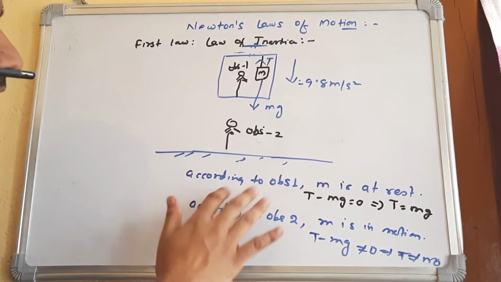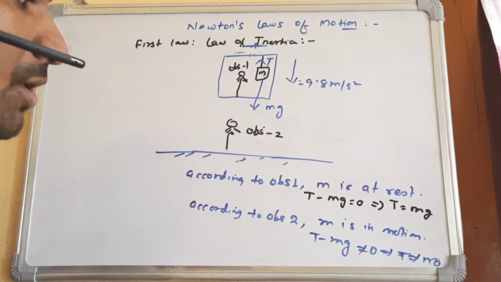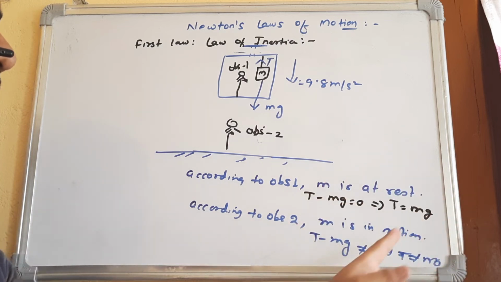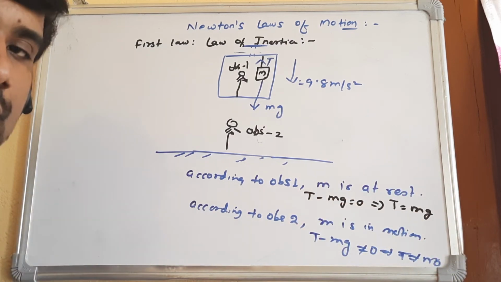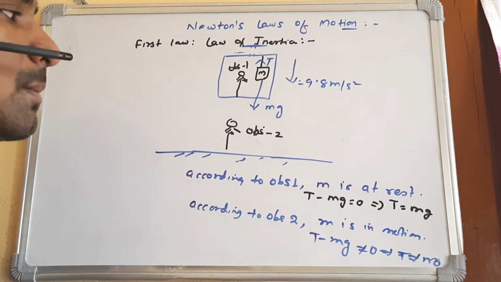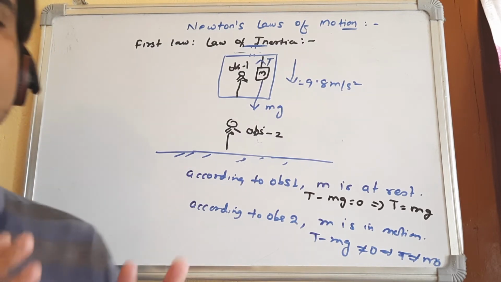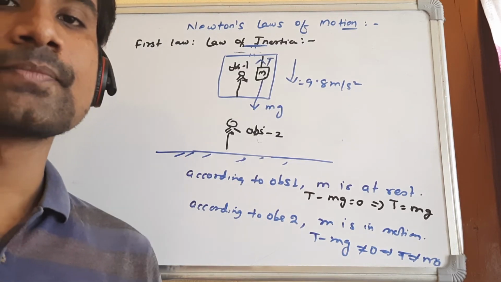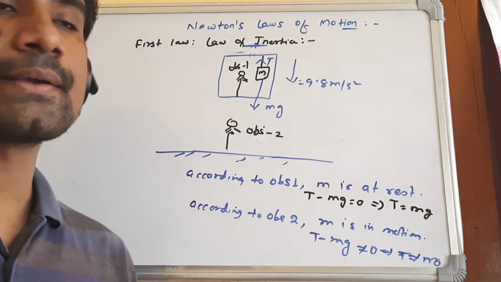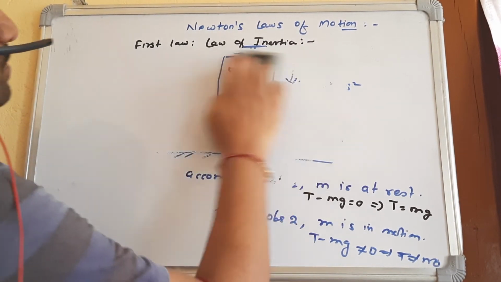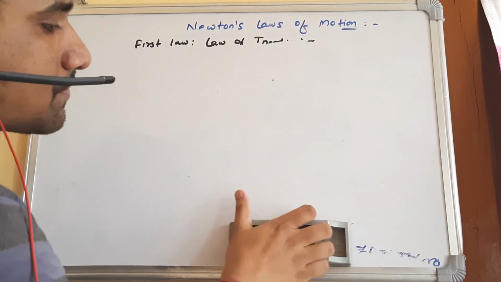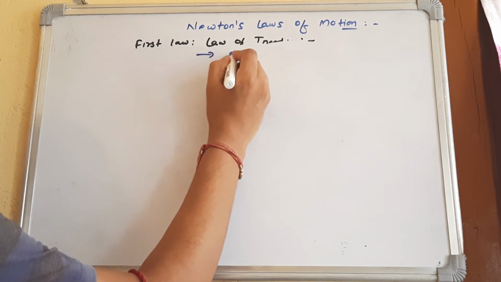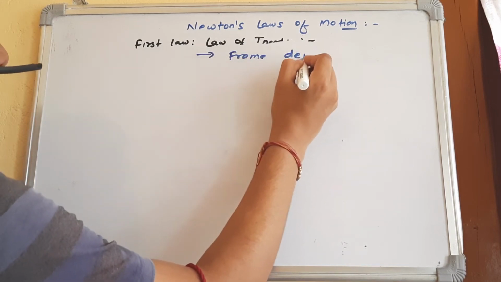We cannot take both observers as correct, because it's not possible that tension is equal to mg and tension is not equal to mg at the same time. One of them is wrong for sure. Who is wrong, we will see later on. But let's understand that the limitation of Newton's first law is that it is frame dependent, or reference point dependent.